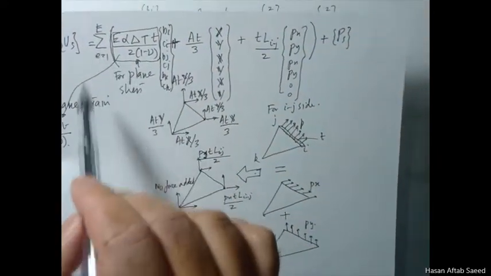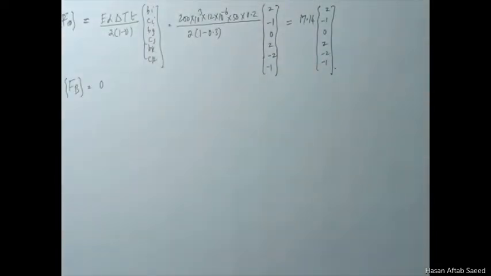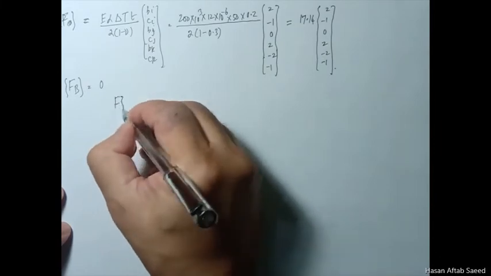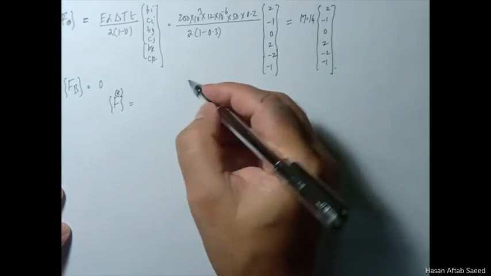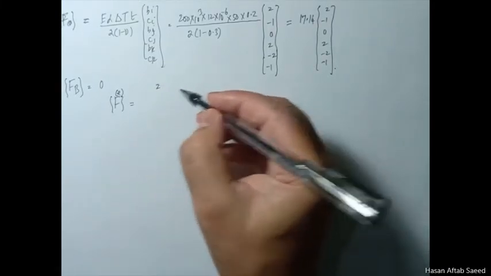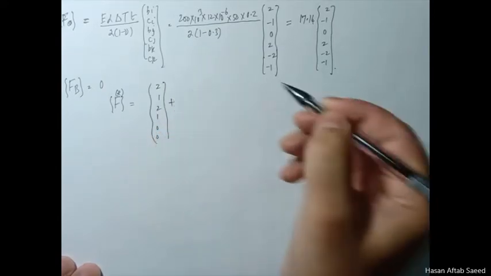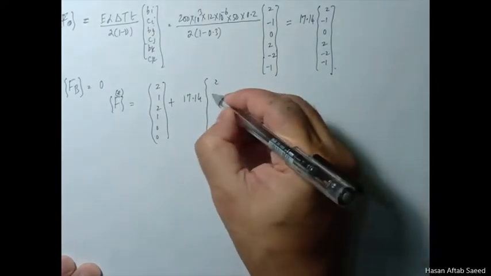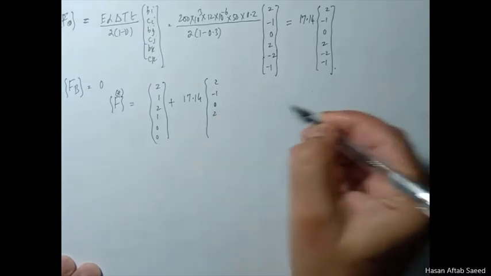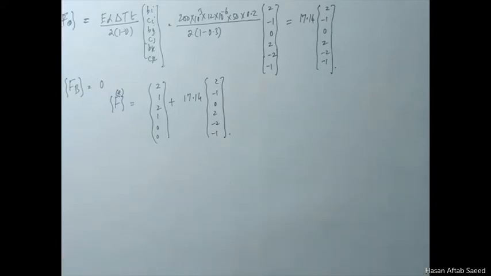But since we don't have all the elements here, we're just showing for one element, so we have to add them together, and that will be f. Total f for this element, again I have to mention element here, will be 2 1 2 1 0 0 plus 17.14 2 minus 1 0 2 minus 2 minus 1. This will give us the force vector for one element.